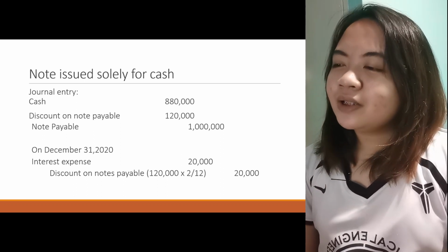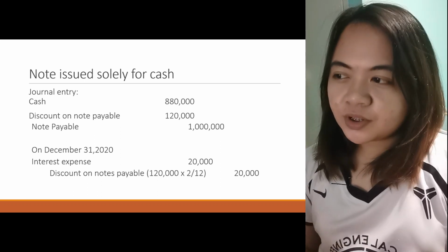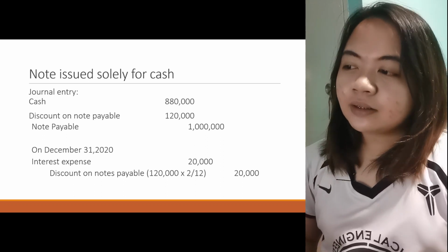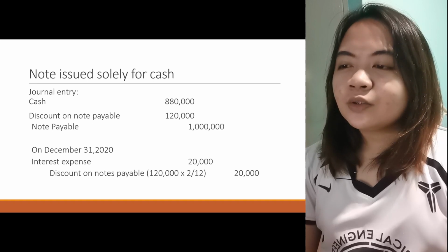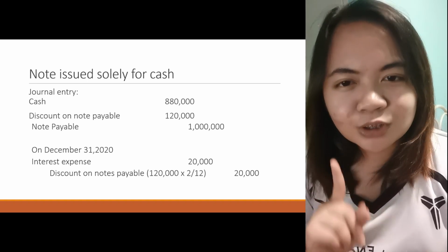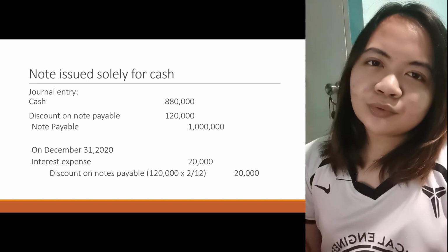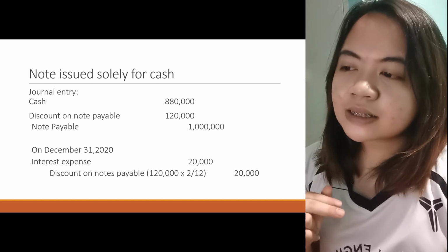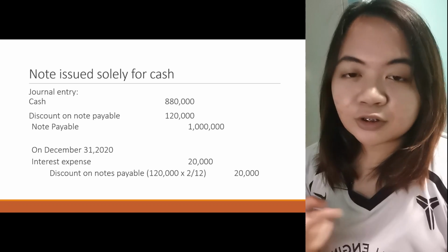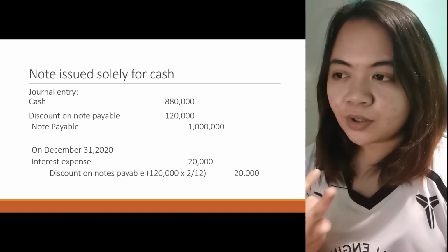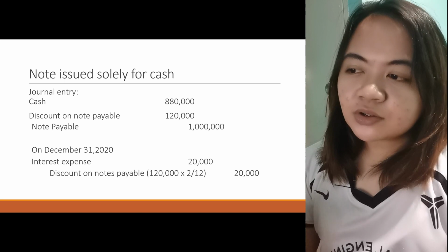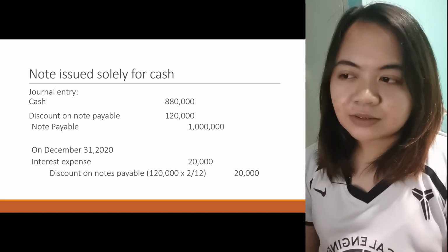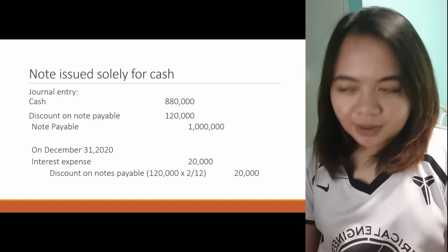Okay, so yun. On December 31, 2020, the journal entry would be debit interest expense, 20,000, and credit discount on notes payable, 20,000. So, kasi November 1 mo siya natanggap, yung na-compute nating discount na 120,000 is for a year. So, you have to recognize the interest expense at year-end for the 2 months, November and December. So, bawasan mo lang yung discount sa notes payable ng 20,000. Okay, then recognize interest expense na 20,000. Okay, so yun.